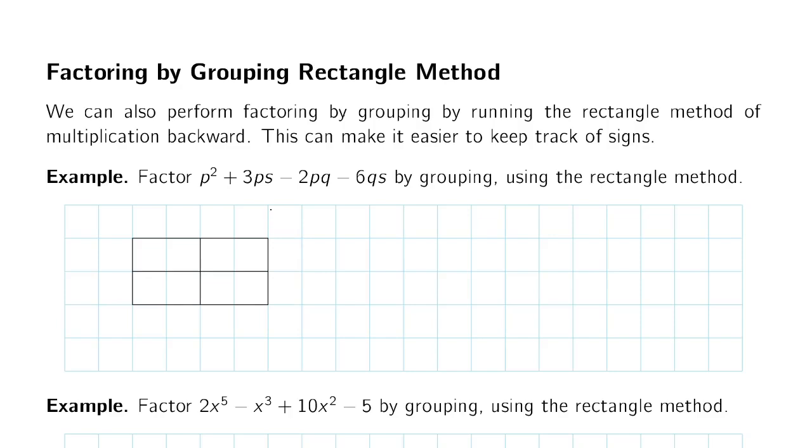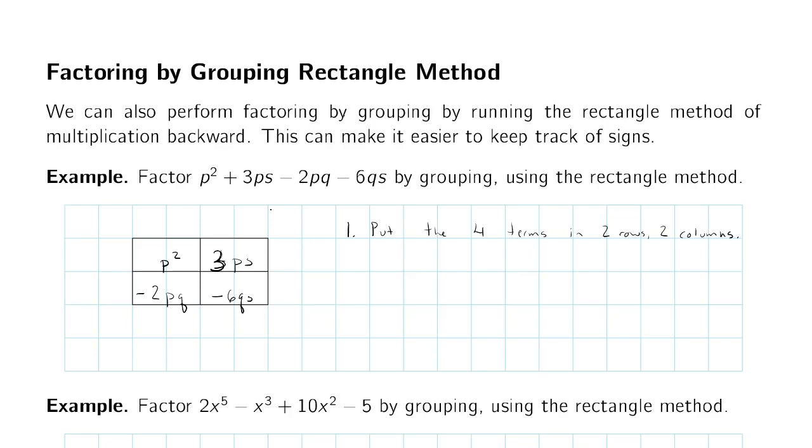I'm going to take my polynomial with 4 terms. I know I want to write it as a product of 2 binomials. So I'm going to put these 4 terms in the 4 smaller rectangles of a rectangle with 2 rows and 2 columns. So there's my first step.